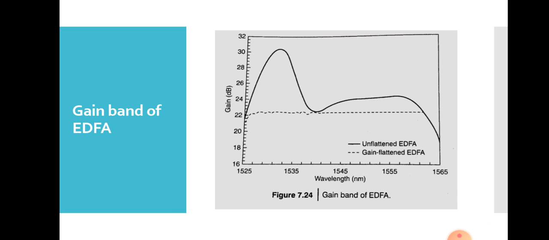And this is the gain band curve of the EDFA. You can see that there is a higher gain at this point, corresponding to 1535 nanometer, and in the other region it provides linear gain, but that is above this 1535 nanometer wavelength range. So that's all about this EDFA.